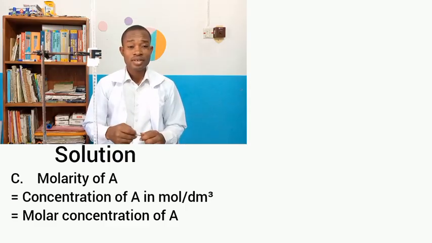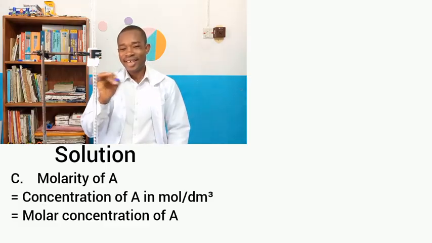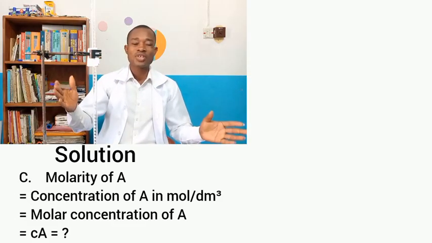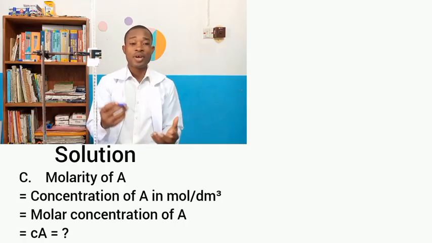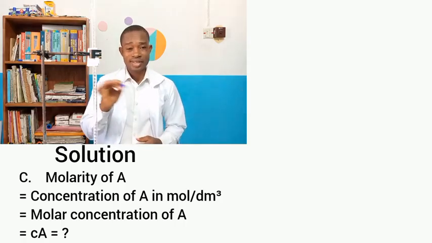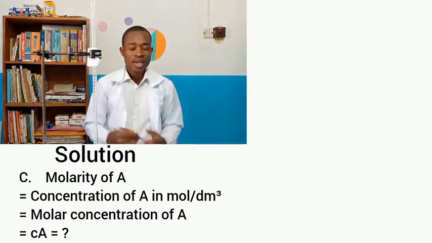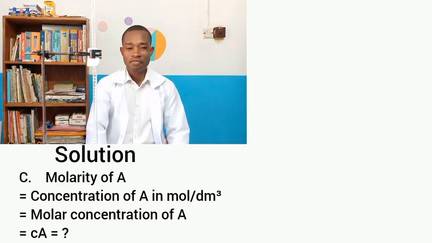And lest I forget, please, we also use CA or CB to represent the concept of molarity. So in this case, where we have to calculate the molarity of A, we shall also refer to it as CA. How do we go about obtaining the value of CA? That is the molarity of solution A.